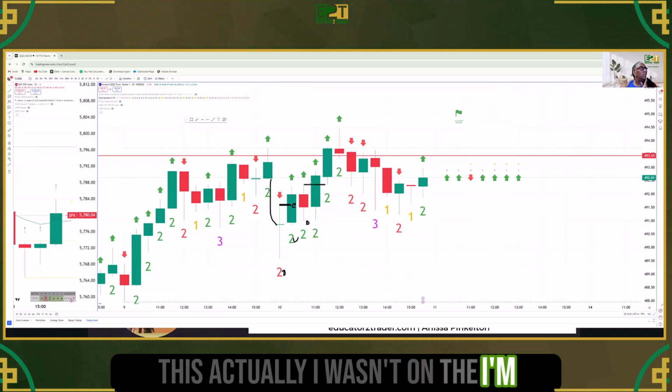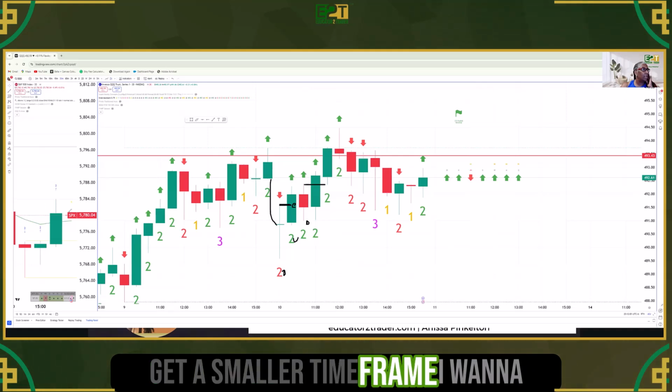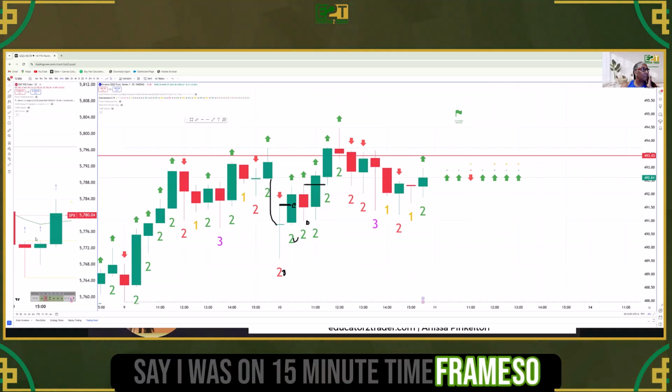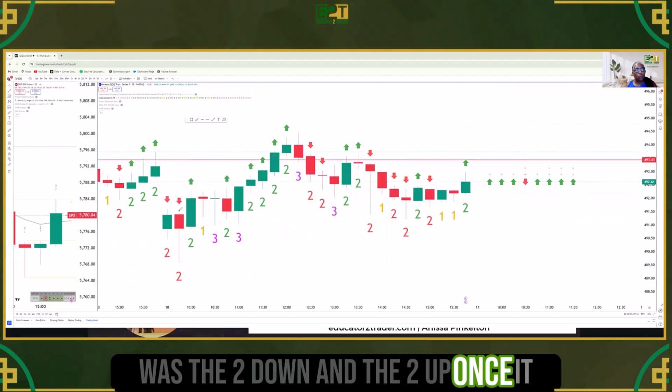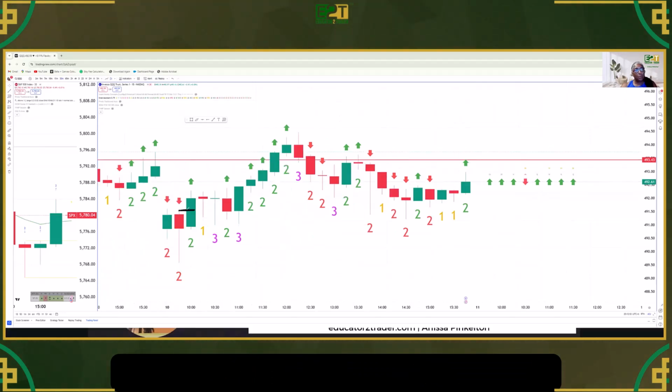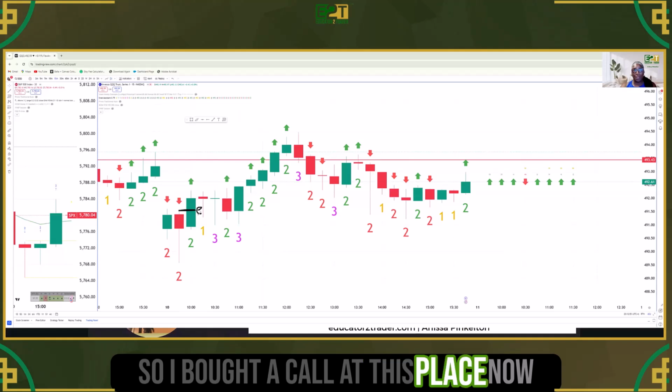Actually, I was on a smaller time frame. I think I was on a 5 or 10 minute. Let me get a smaller time frame. I want to say I was on the 15-minute time frame, so it looked a little bit different. This was the 2 down and the 2 up. Once it crossed here, that was entry. Now I bought a call at this place.